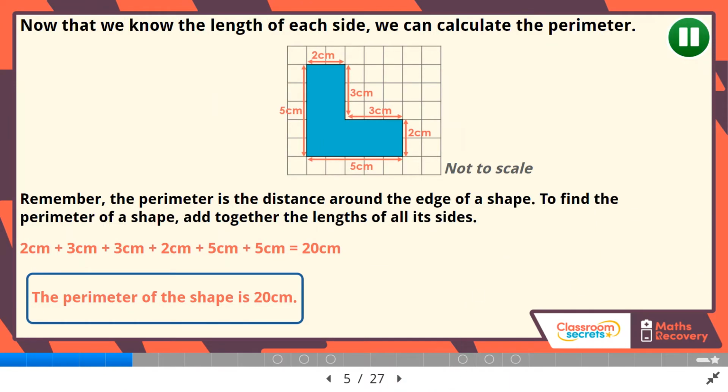The perimeter is the distance around the edge of a shape. To find the perimeter of this shape, we must add together the lengths of all its sides. 2 centimeters, add 3 centimeters, add 3 centimeters, add 2 centimeters, add 5 centimeters, add 5 centimeters, equals 20 centimeters. So the perimeter of the shape is 20 centimeters.